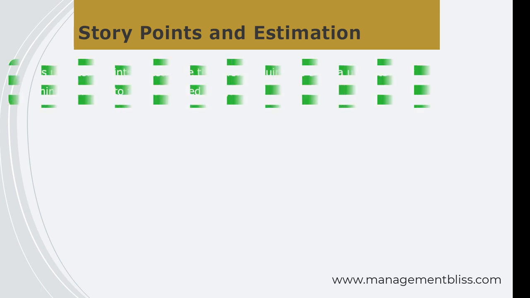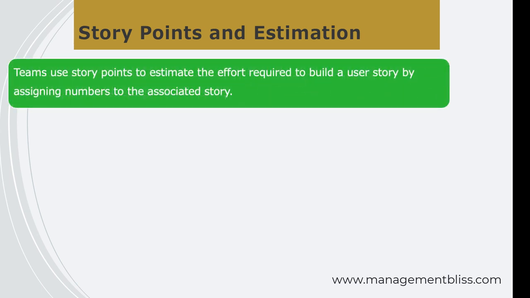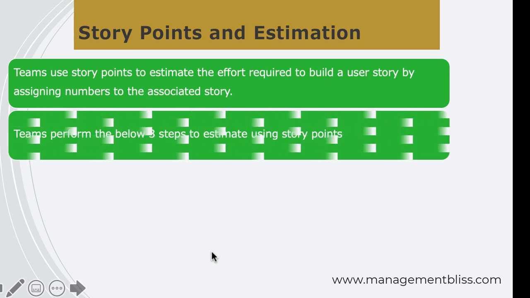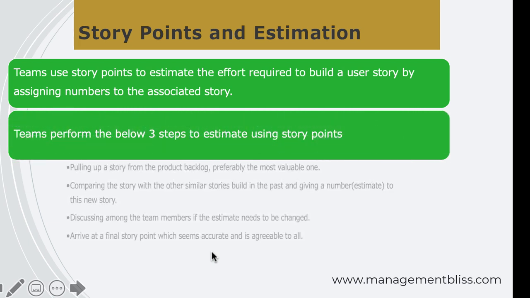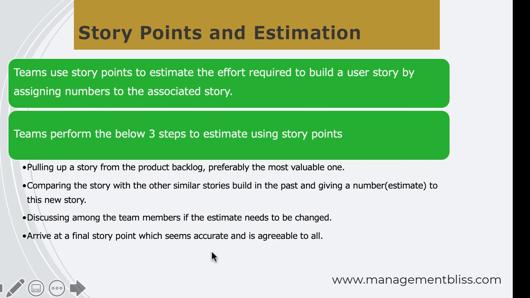Teams use story points to estimate the effort required to build a user story by assigning numbers to the associated story. During sprint planning meetings, teams generally estimate a user story as follows: the team pulls a story from the product backlog, preferably the most valuable one. The team compares the story with other similar stories built in the past and assigns an estimated number to this new story. The team opens a discussion on whether anyone has any doubts with respect to the sizing done for this user story, and finalizes the story point agreeable to all.